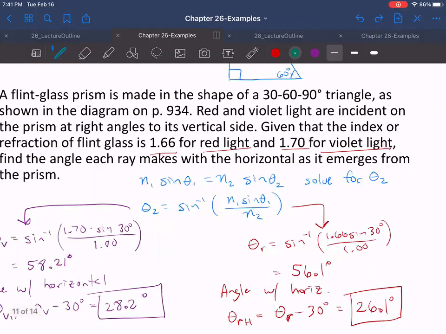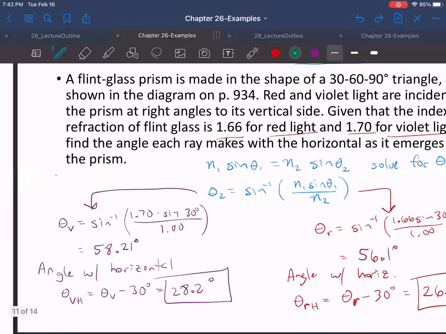So we're going to use Snell's law, which tells us the index of refraction of the incident material times the sine of the incident angle is equal to the index of refraction of the refracting material times the sine of the refracting angle, or the angle of refraction. And so here we're going to want to solve for theta 2, which is the angle it refracts to. So theta 2 will equal the arc sine of n1 times sine theta 1 over n2. I just divided both sides by n2 and then took the arc sine of both sides.